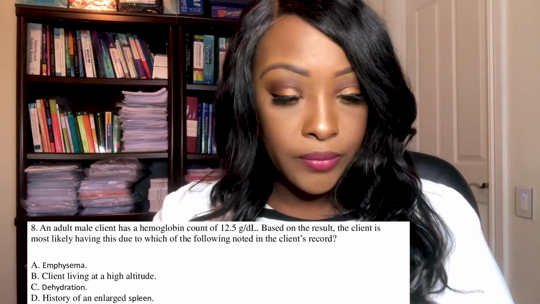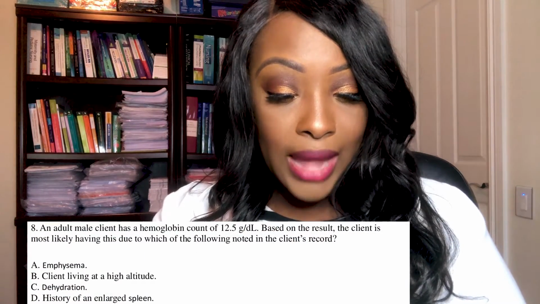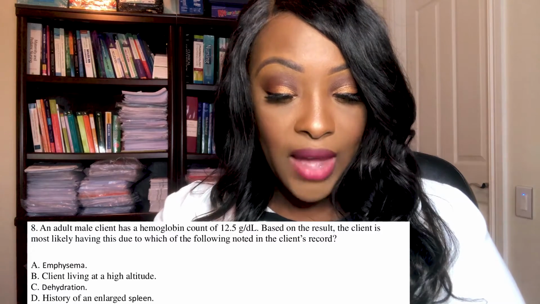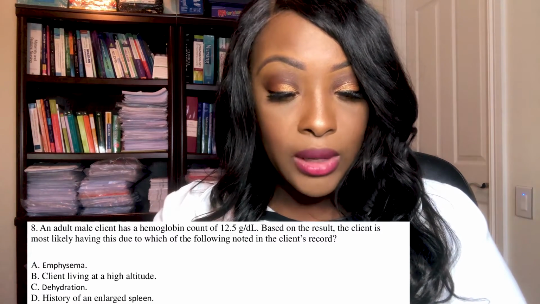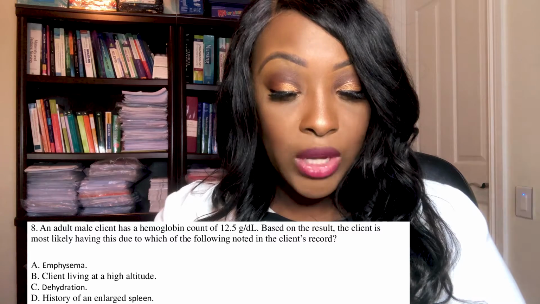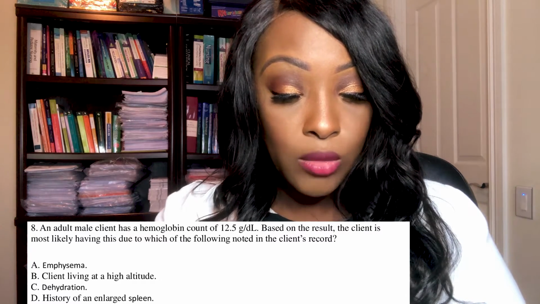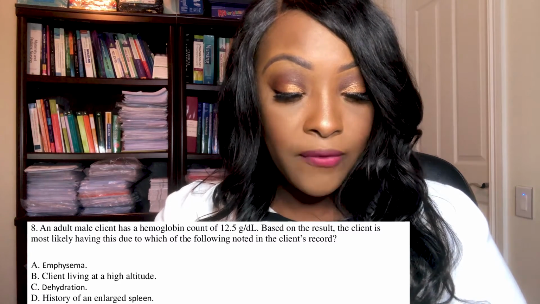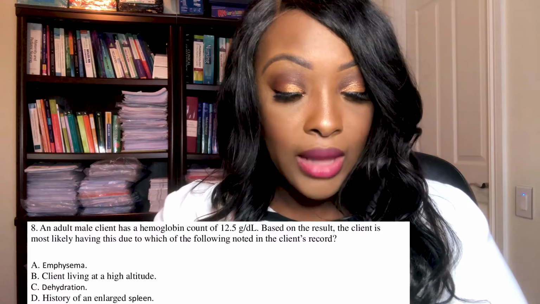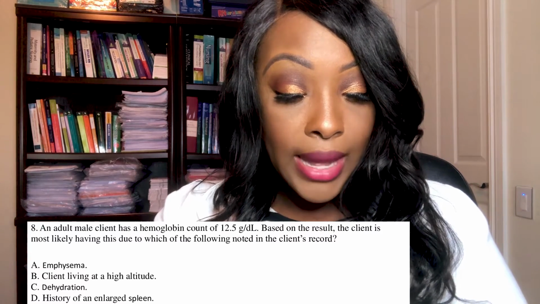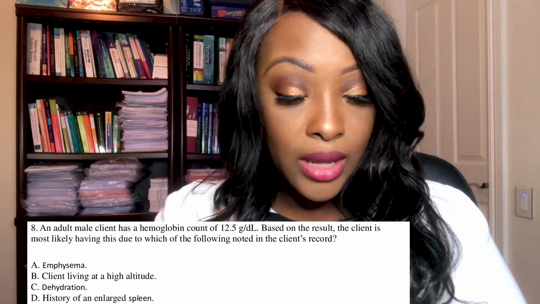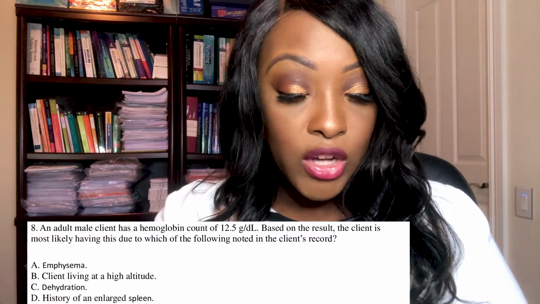Next question. An adult male client has a hemoglobin count of 12.5. Based on the result, the client is most likely having this due to which of the following noted in the client's record? A, emphysema. B, client living at a high altitude. C, dehydration. D, history of an enlarged spleen.